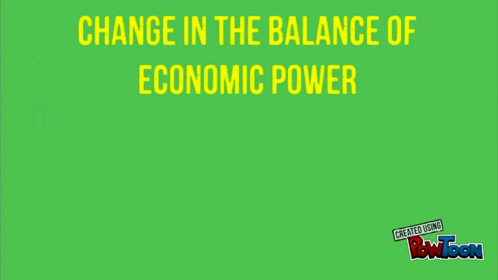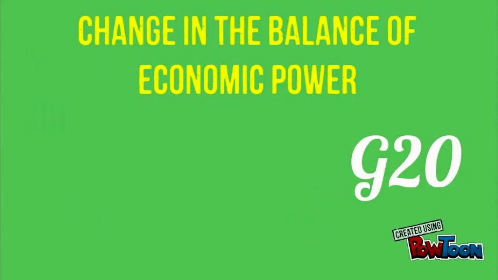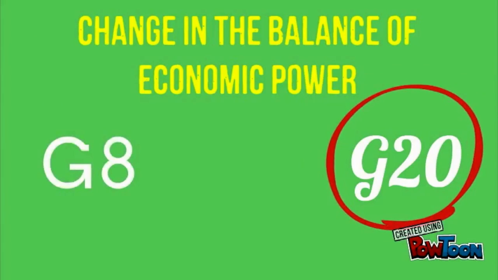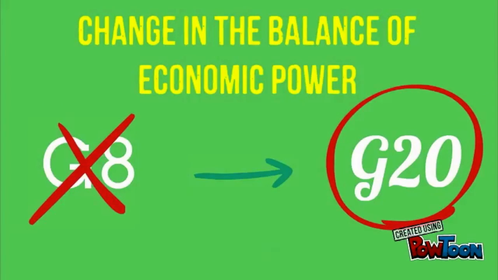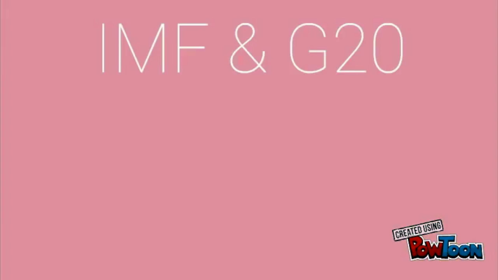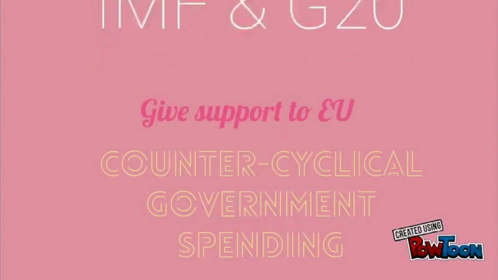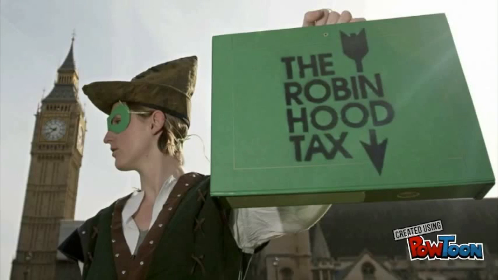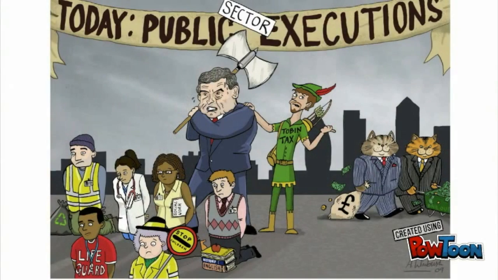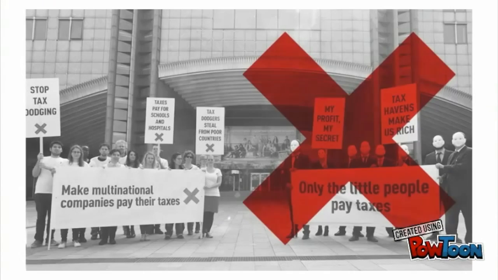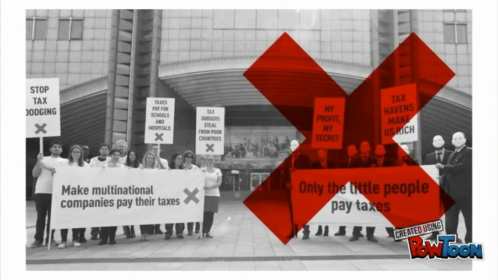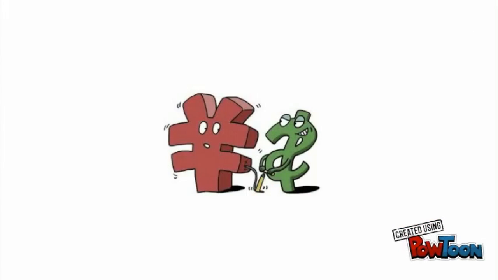The most evident change has been the emergence of the G20 in the post-global financial crisis, displacing the G8. The IMF and the G20 have demonstrated support for counter-cyclical government spending suggested by the EU in its fiscal initiative to stabilize the Eurozone, with measures such as the Robin Hood or Tobin tax, imposing taxes on resource-based MNCs, and rejecting American demands for China to abandon exchange rate management in favor of market-driven yuan appreciation.